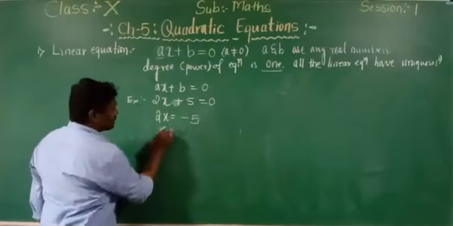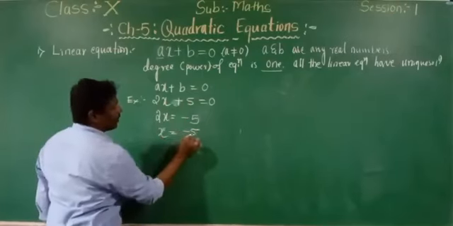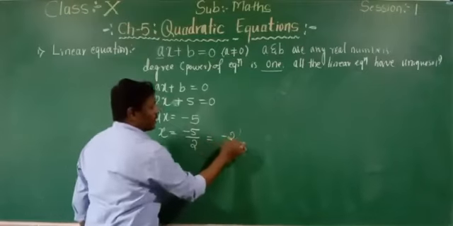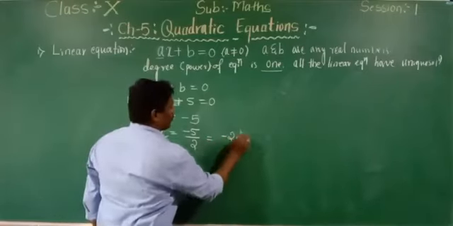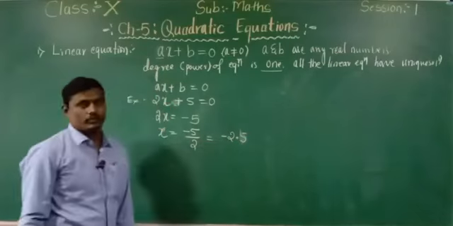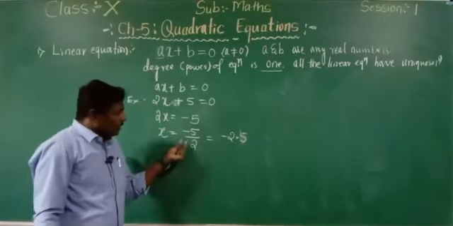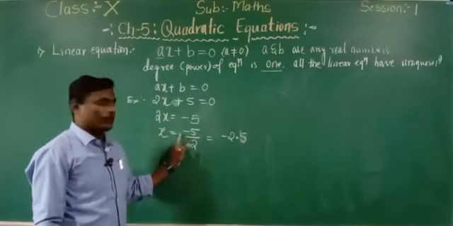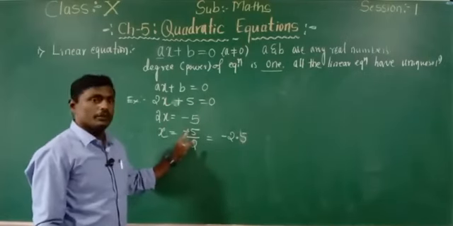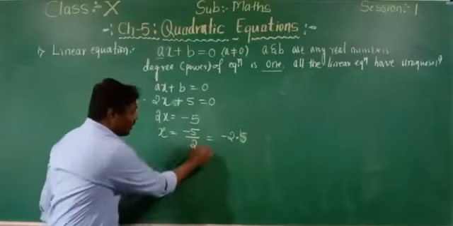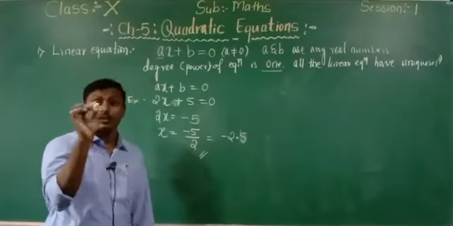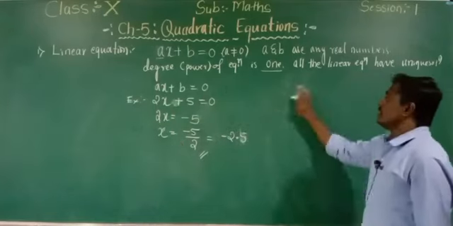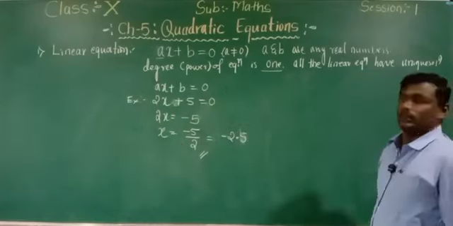Now x is equal to 5 minus 5 divided by 2, or we can also write it as minus 2.5. Here the x value is minus 5 divided by 2, and we are getting only one value, and that is unique. Here I will take one more example.